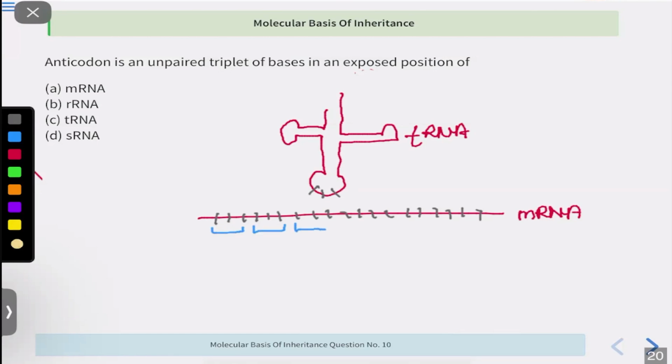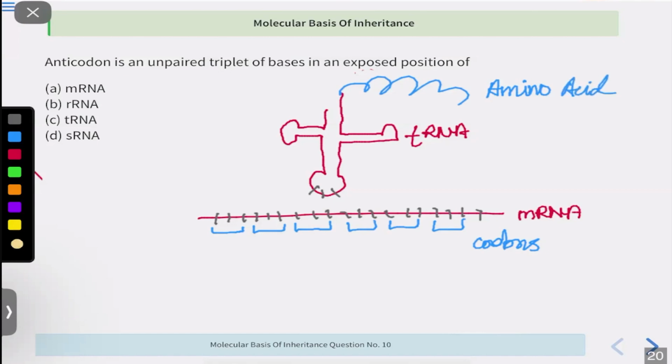Codons, groups of 3, are present on the mRNA. So these are codons. These codons are read by the tRNA, and tRNA brings appropriate amino acid corresponding to the particular codon. tRNA has something called the anticodon, which reads these codons, pairs with the specific desired codon, and delivers its amino acid to the mRNA. Understood? So simple answer, anticodon is an unpaired triplet of bases in an exposed position of. So the answer will be tRNA.